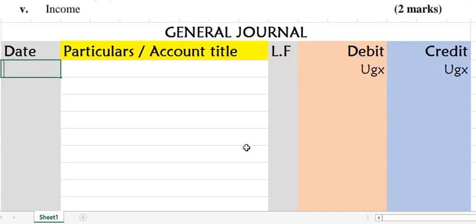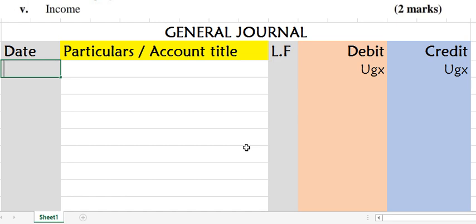What is a general journal? Now, a general journal is a book of original entry in accounting, where all the financial transactions of the business are recorded in chronological order. In fact, the general journal serves as the initial record-keeping tool for any business, regardless of its size and complexity. So that is a general journal, a book of prime entry, where all financial transactions of the business are recorded in chronological order.